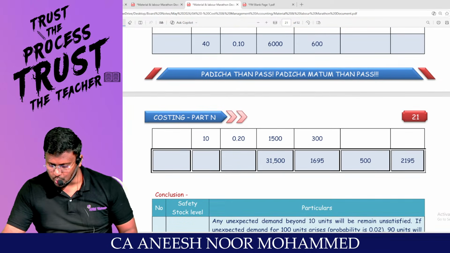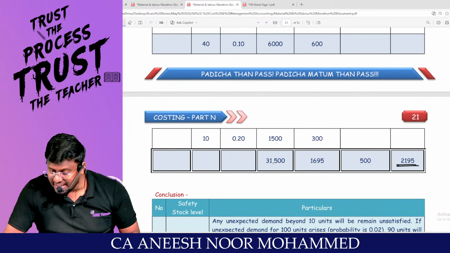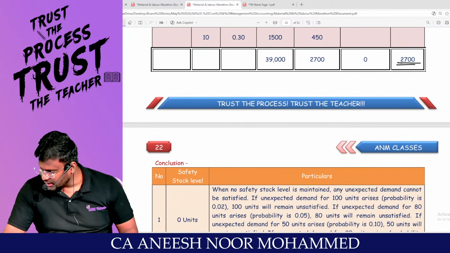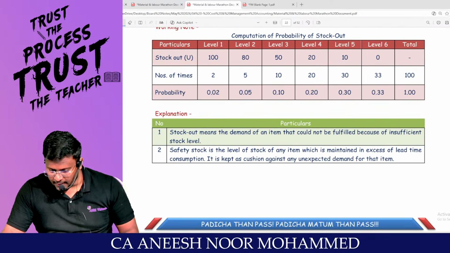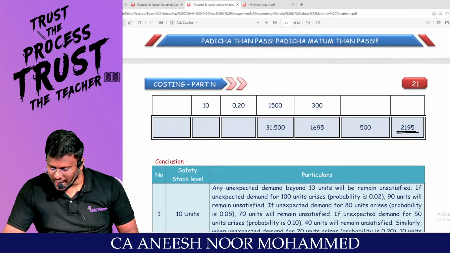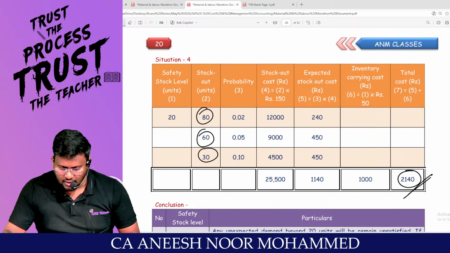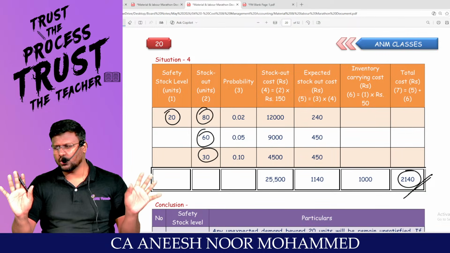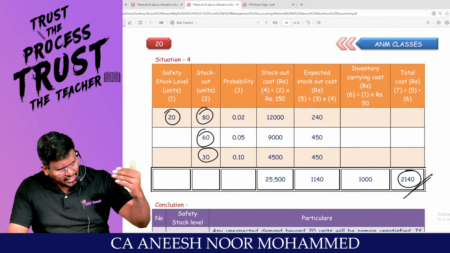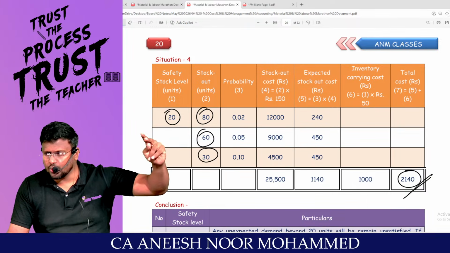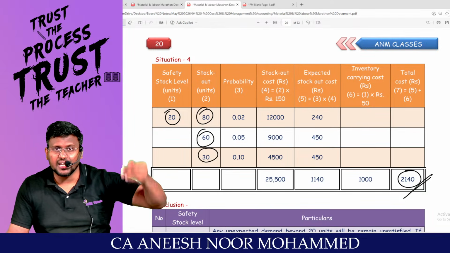My dear lovable students, here 2,195, it is increasing. Here it is 2,700, it is increasing. So it's better to have the safety stock. Sir, this is the minimum cost, 2,140. So keep only 20 units as safety stock. Even if a stock out happens, let it happen, because only 2 times in a year a customer may come and ask that he wants 100 tires.